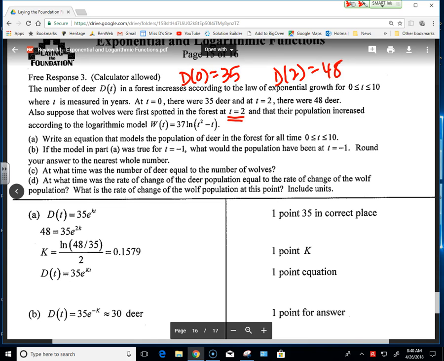This is a lot like the banana problem from last year. Because the store opened and customers started buying bananas, and a worker didn't come on shift or didn't go to the job of restocking the bananas until a later time. It's like this. The wolves didn't show up until t equals 2. And their population increased according to the logarithmic model.